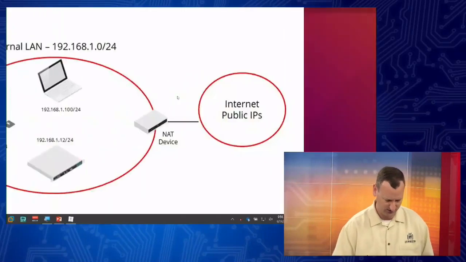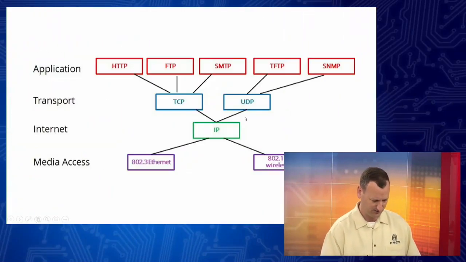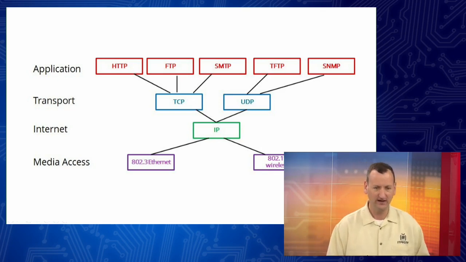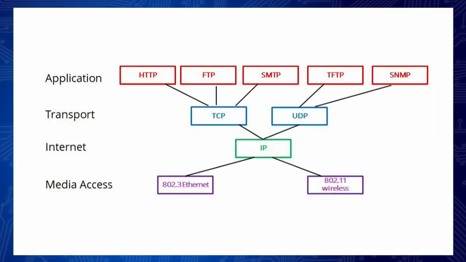Let me bring up a different diagram, if I can try here. There we go. And what we're looking at here is the TCP/IP protocol stack, right? It's made up of a number of different components. Down at the very bottom, you're seeing the hardware, what's called the media access layer.